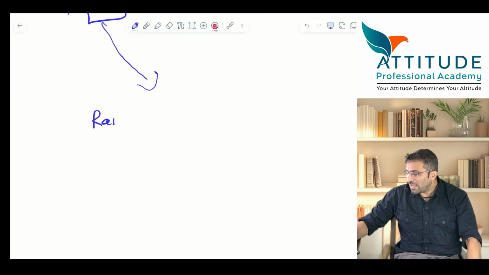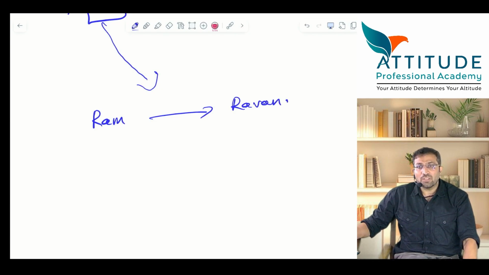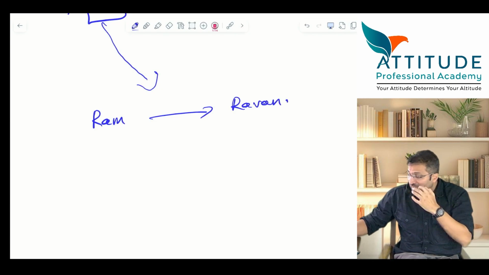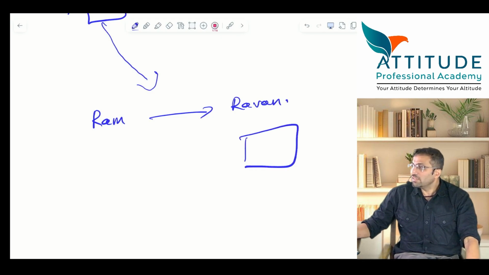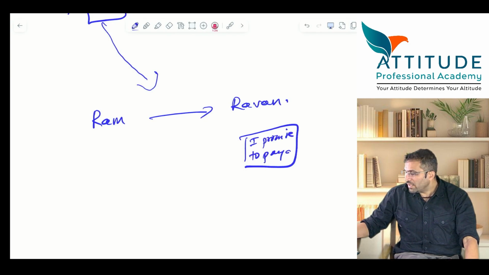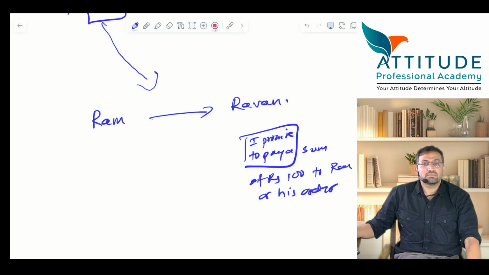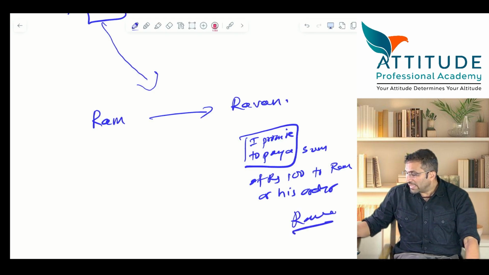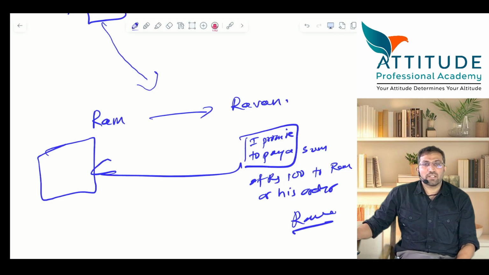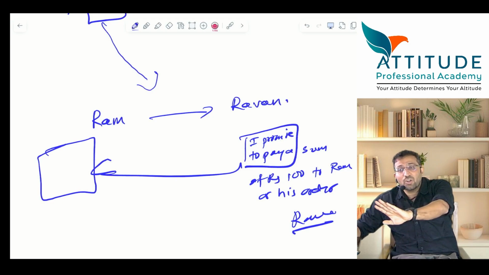Okay. Ram sold the goods to whom? Ravan. Okay. Now, how about, hello, please concentrate. How about Ravan only writes a letter? वो लेटर क्या लिखेगा मालूम है? I promise to pay a sum of rupees 100 to Ram or his order, and Ravan signs it. And ये बिल किसको मिलेगा? राम को मिलेगा. Journal entry will not change.